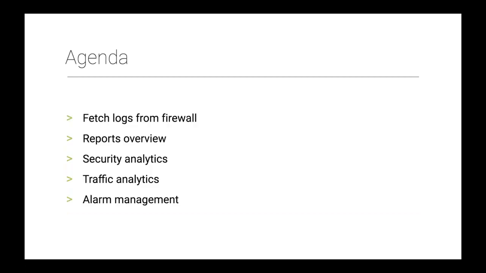So let us look at what we are going to cover today. First, we are going to look at how to fetch syslogs from the firewall into Firewall Analyzer. Once the syslogs are fetched, the Firewall Analyzer starts to generate various reports. We are going to look at what those reports are and how the same can be used in real time. Post this, we are going to look at security analytics and traffic analytics in detail. Finally, we are going to cover how to set alarm notifications for various triggers.